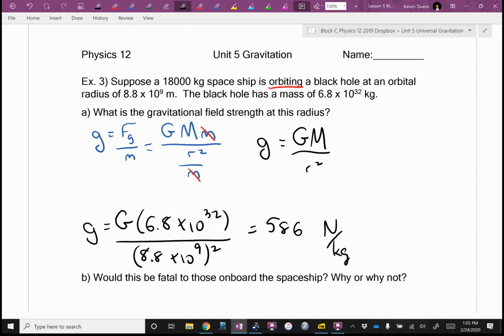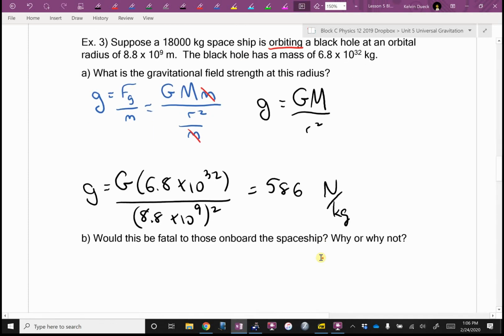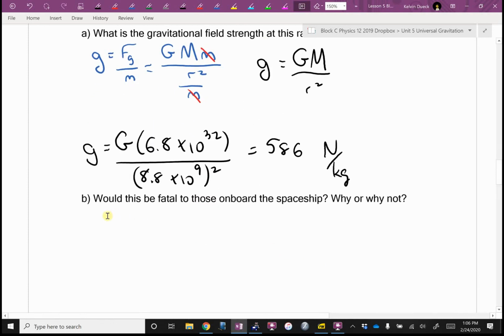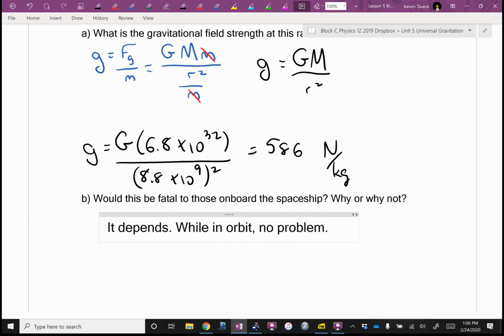What's Earth's gravitational field strength? 9.8. 9.7997, if you actually crunch the numbers, close enough to 9.8 that we don't care too much. Is that okay, Kiefer? Would this be fatal to those on board the spaceship? It's about 59 Gs. Would that be fatal? While in orbit, they won't feel it at all because they're in free fall.